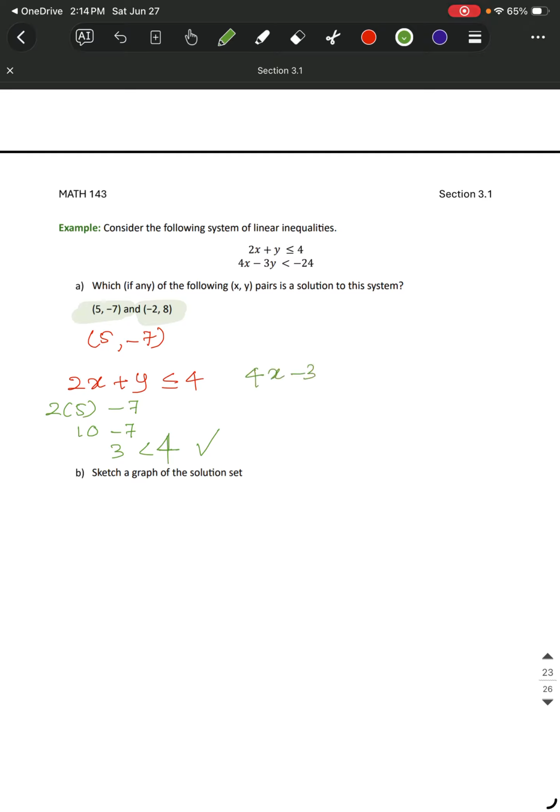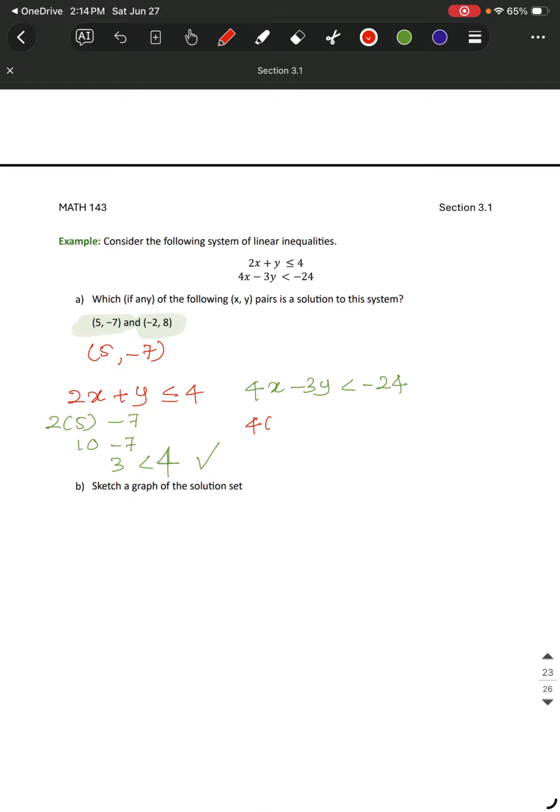And 4x minus 3y less than -24. 4 times 5 minus 3 times -7, plus 21, 41 less than -24. So that means 5, -7 is not a solution to this system.